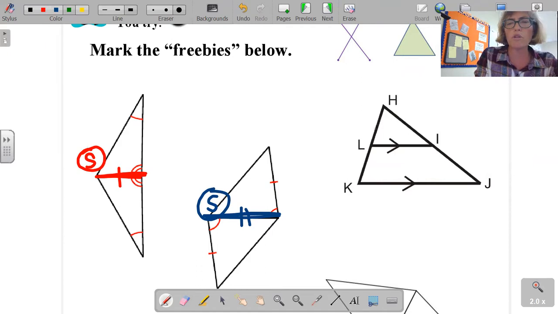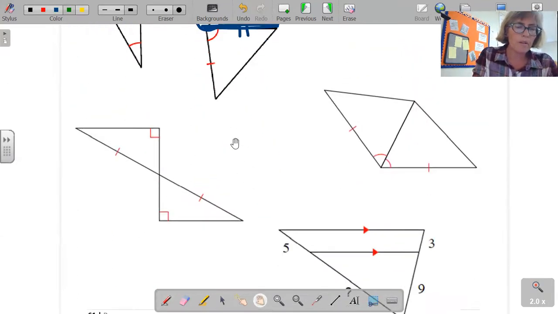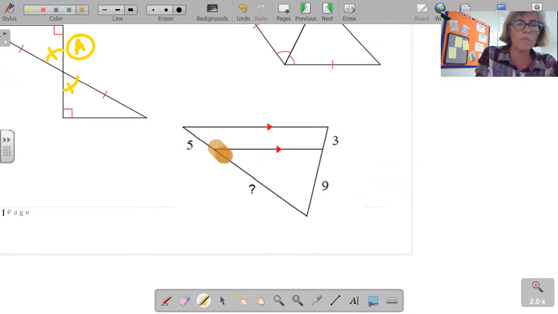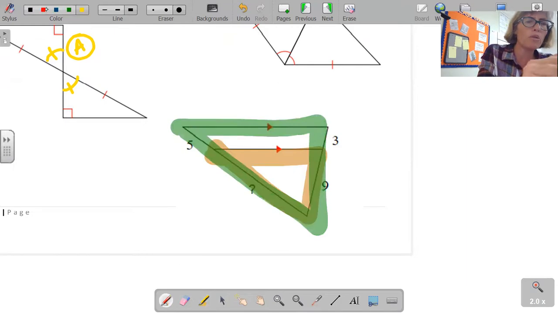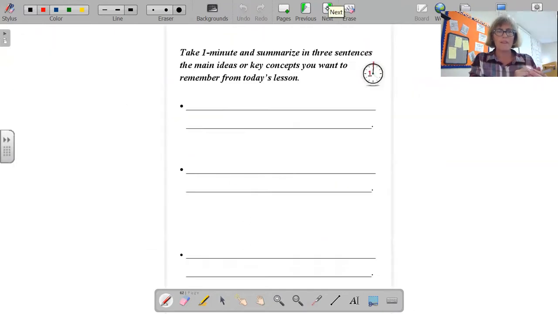Here, both those triangles overlap and share H, so that's a reflexive pair of angles, A. Down here, I have a pair of vertical angles and a pair of angles for A. Down here, these two triangles, let me overlap them here. You can see them. They both share this angle right there. Hatch mark, A for a pair of angles. Summarize what you have learned in today's lesson.